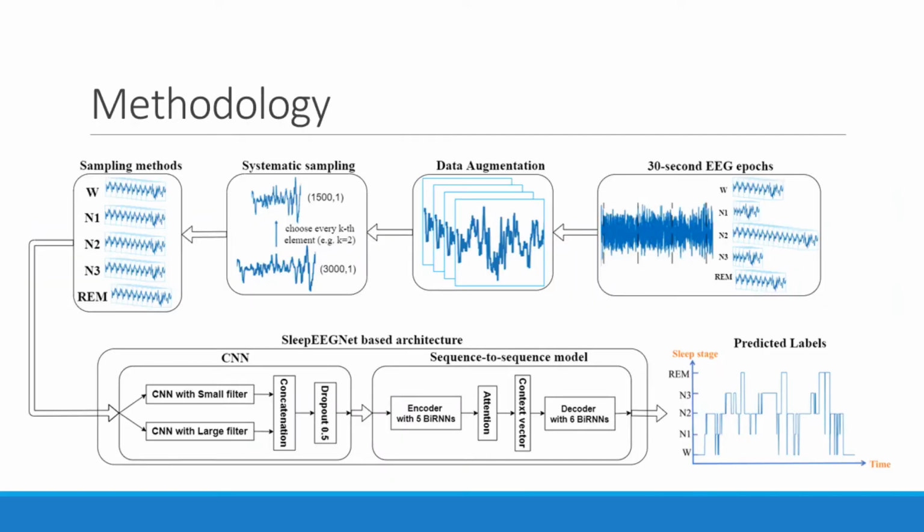The proposed methodology utilizes sampling-based methods, data augmentation, and cost function-based methods in an architecture based on SleepEEGNet, including a convolutional neural network and a sequence-to-sequence model. A dataset of EEG epochs and corresponding labels is the input to the model. The model inserts the augmented and sampled data into the SleepEEGNet-based architecture. Then the predicted stages are output from the model.